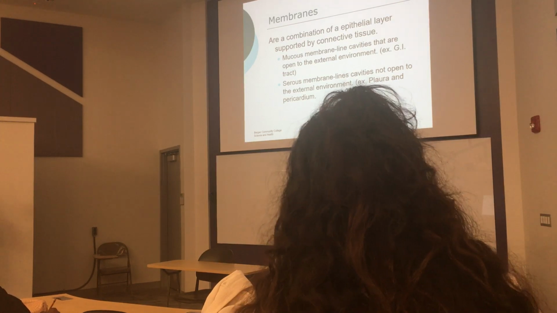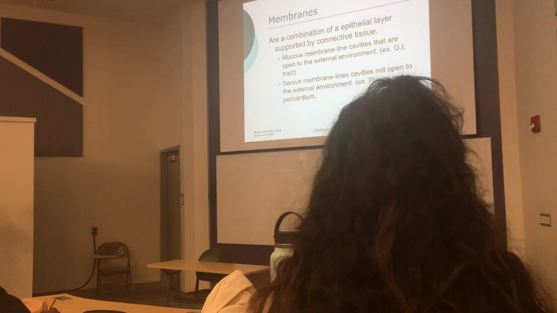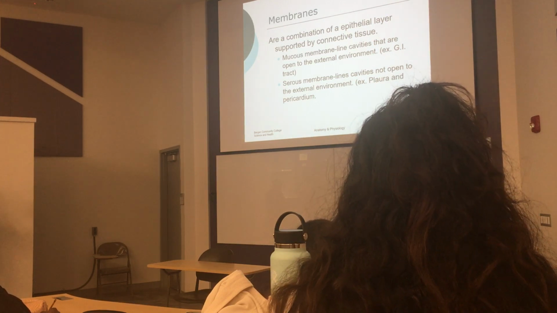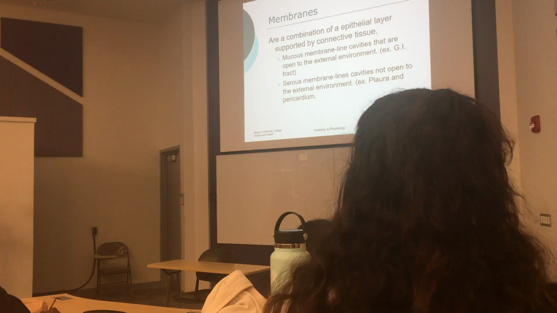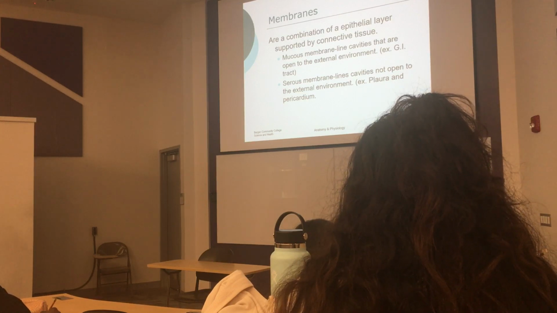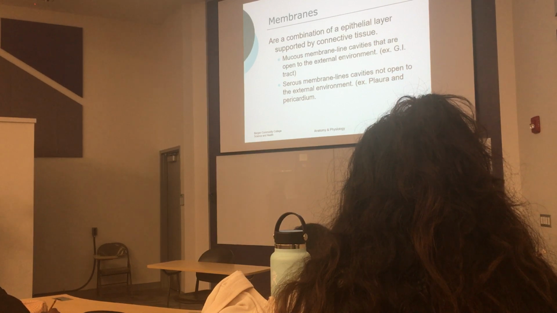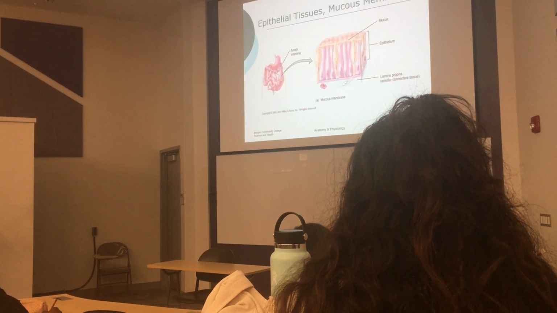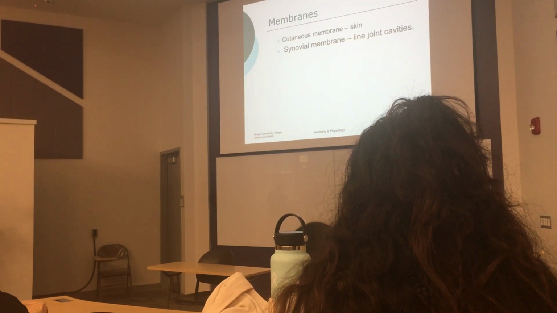Serous membranes are not open to the external environment. They're going to have like a capsule. So the pleural sacs around each of our lungs and the pericardium around our heart. And this is the GI tract. I don't know why it's small.